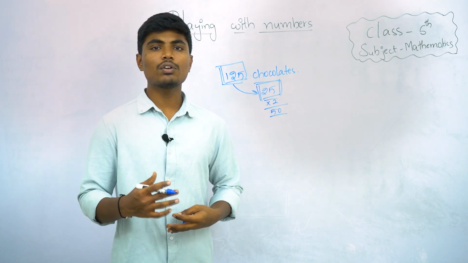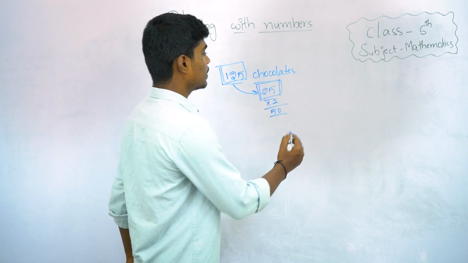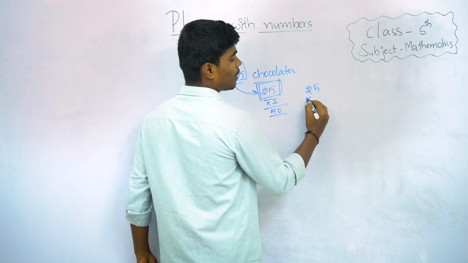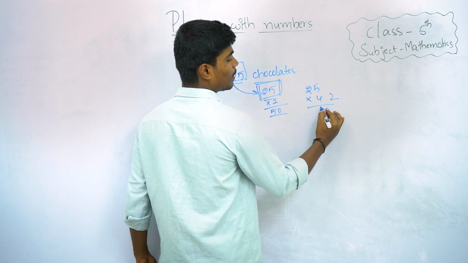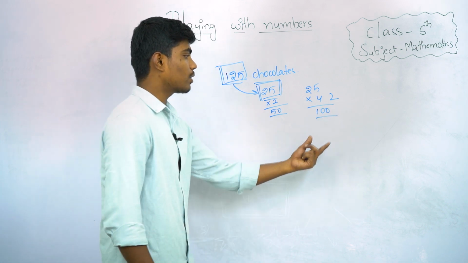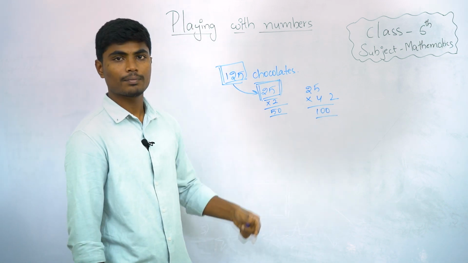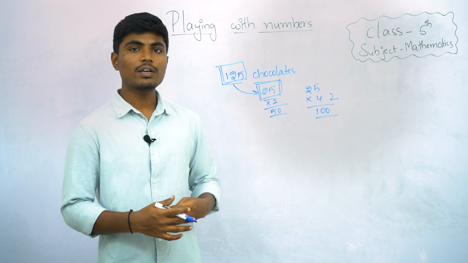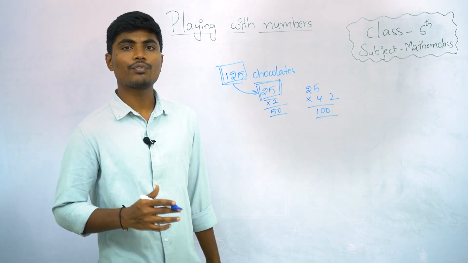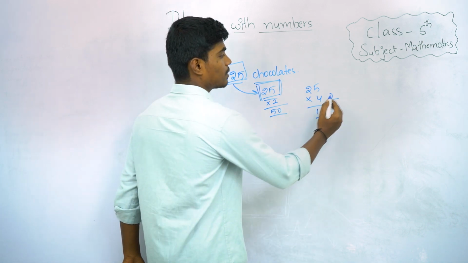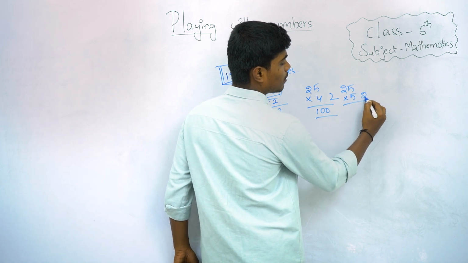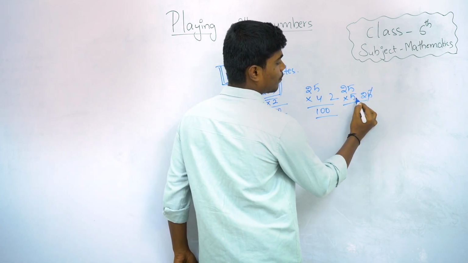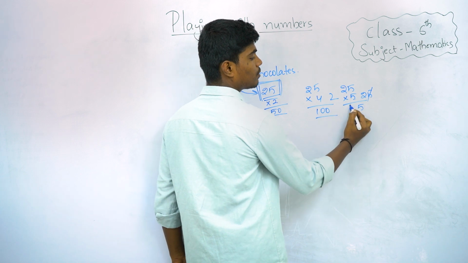Now you decided to distribute 4 chocolates to each of the 25 members. 4 5s are 20, 4 2s are 8, 8 plus 2 is 10. So that is 100 chocolates, but you have 125. Now you decided to distribute 5 chocolates for each person. 25 into 5: 5 5s are 25, 5 2s are 10, 10 plus 2 is 12.